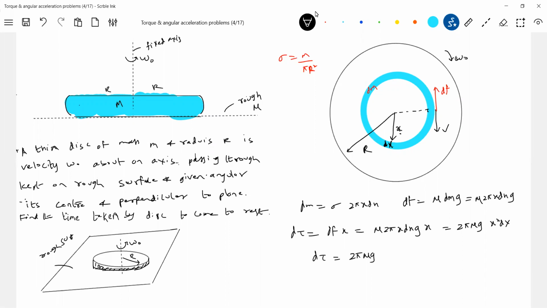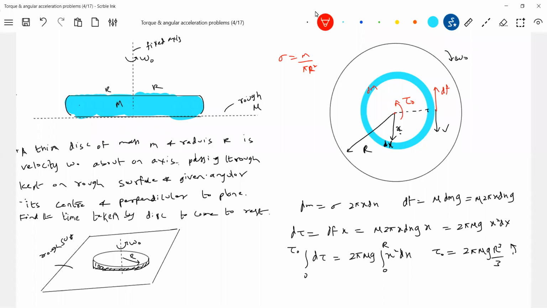2 pi mu sigma g x square dx. What should be the limit now? 0 to capital R. So this is tau naught, equal to 2 pi mu sigma g R cube by 3. This is the net torque acting. This torque acts in this direction, opposite to the angular velocity, so the disk will undergo retardation. Now look at this torque. Is it constant or variable?